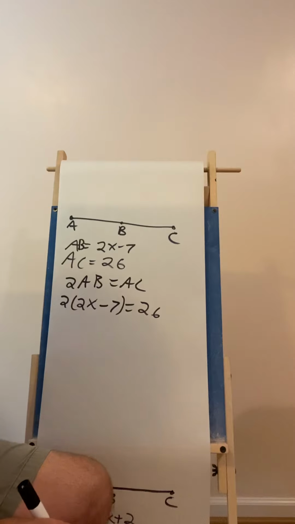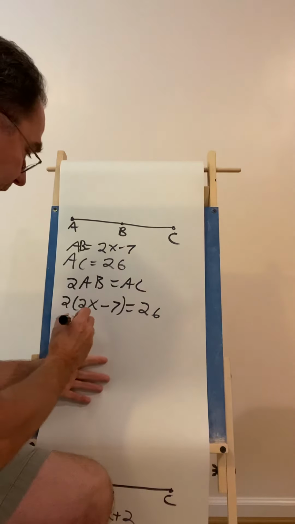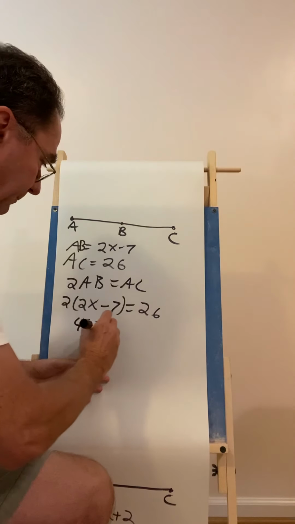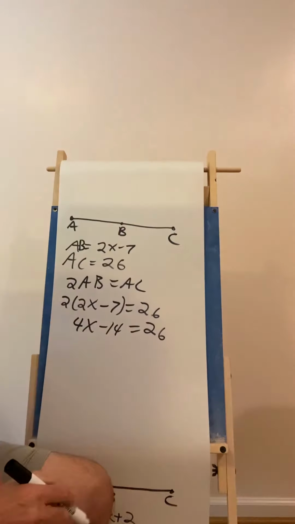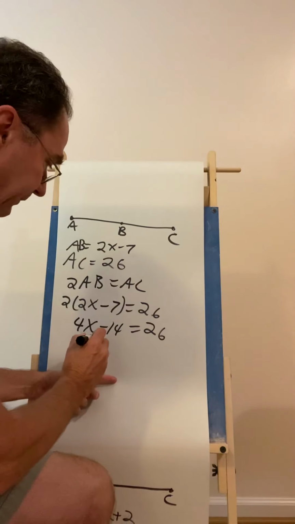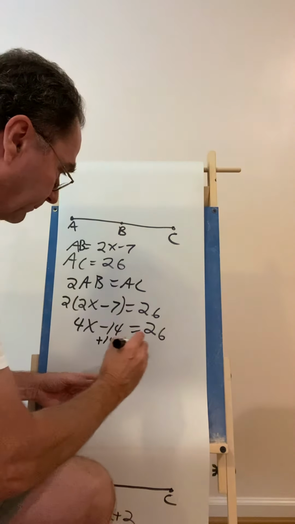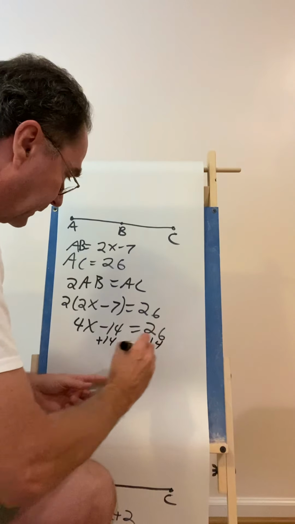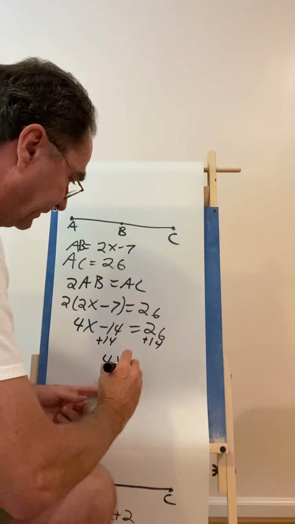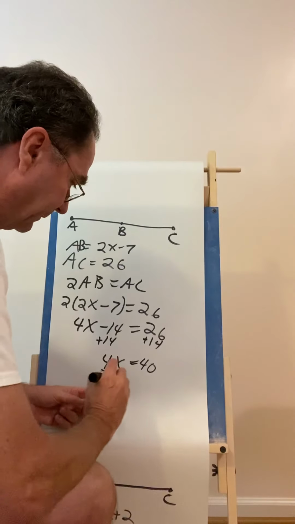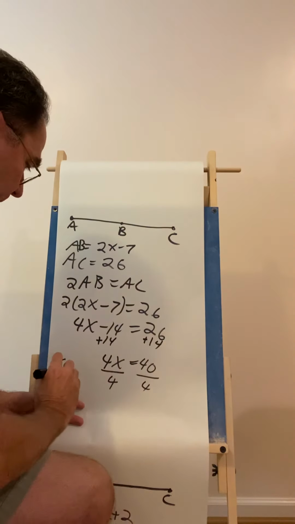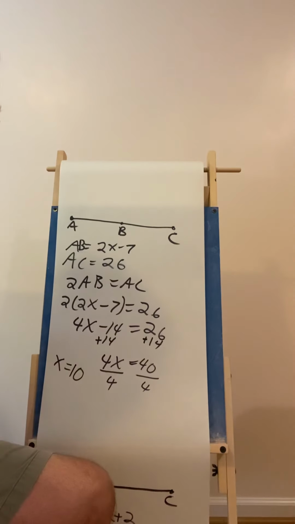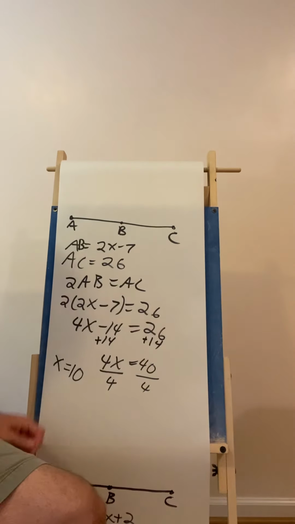What are our steps? Our first step is to remove parentheses by distributing. You get 4x minus 14 equals 26. Next, we're going to add 14, and you get 4x is equal to 40. And then when we divide by 4, we get x equal to 10. Okay, x is equal to 10.